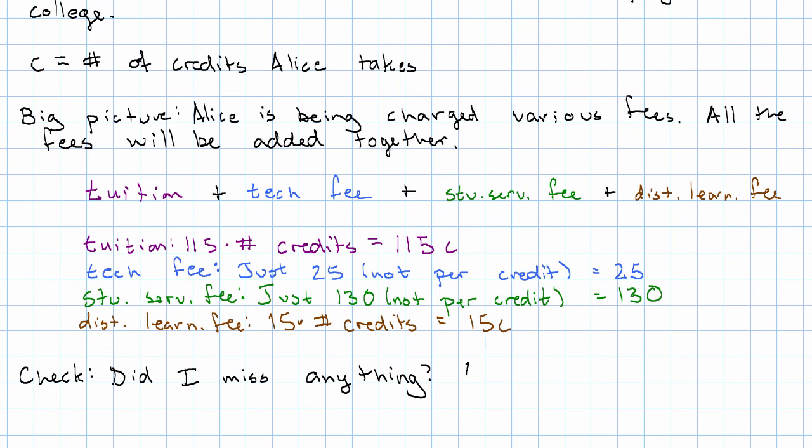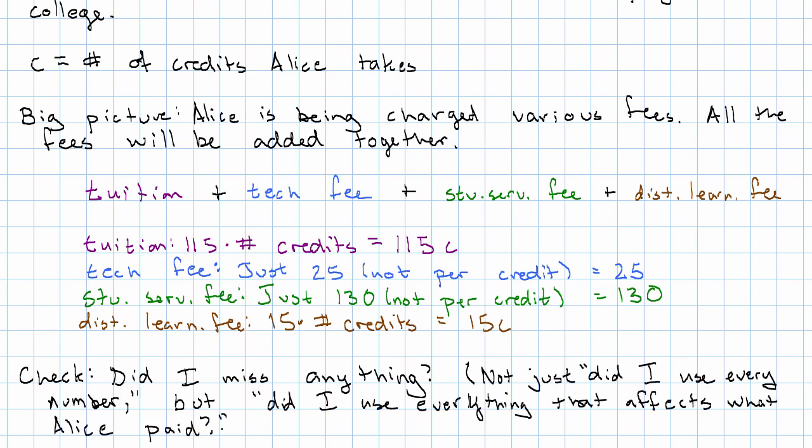I'm not just saying, did I use every number? Because there might be numbers that don't actually matter. Instead, I'm saying, did I use everything that affects what Alice paid? And it looks like I did.